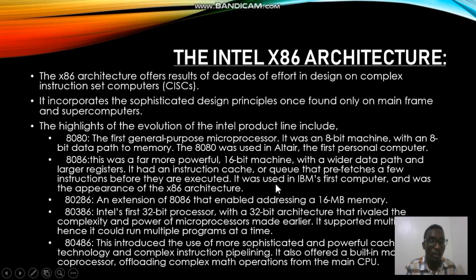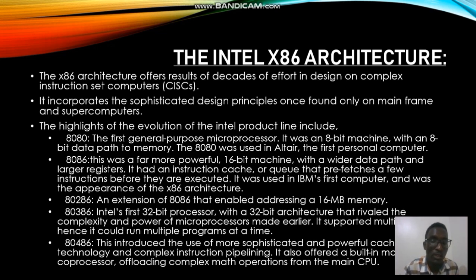Now, from there, we went to the 8086, which was far more powerful, and it was a 16-bit machine, had a wider data path, and larger registers. It had an instruction cache and a queue that prefetches a few instructions before they are executed, and it was used in IBM's first computer. And that is when it also brought about the appearance of the x86 architecture.